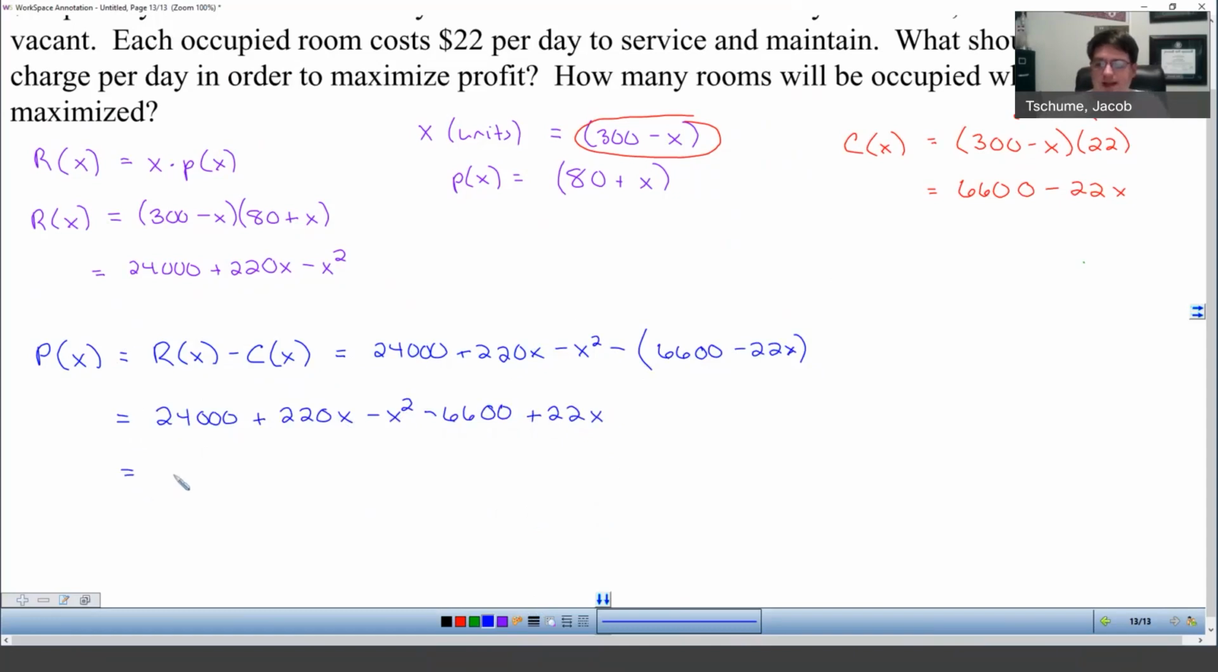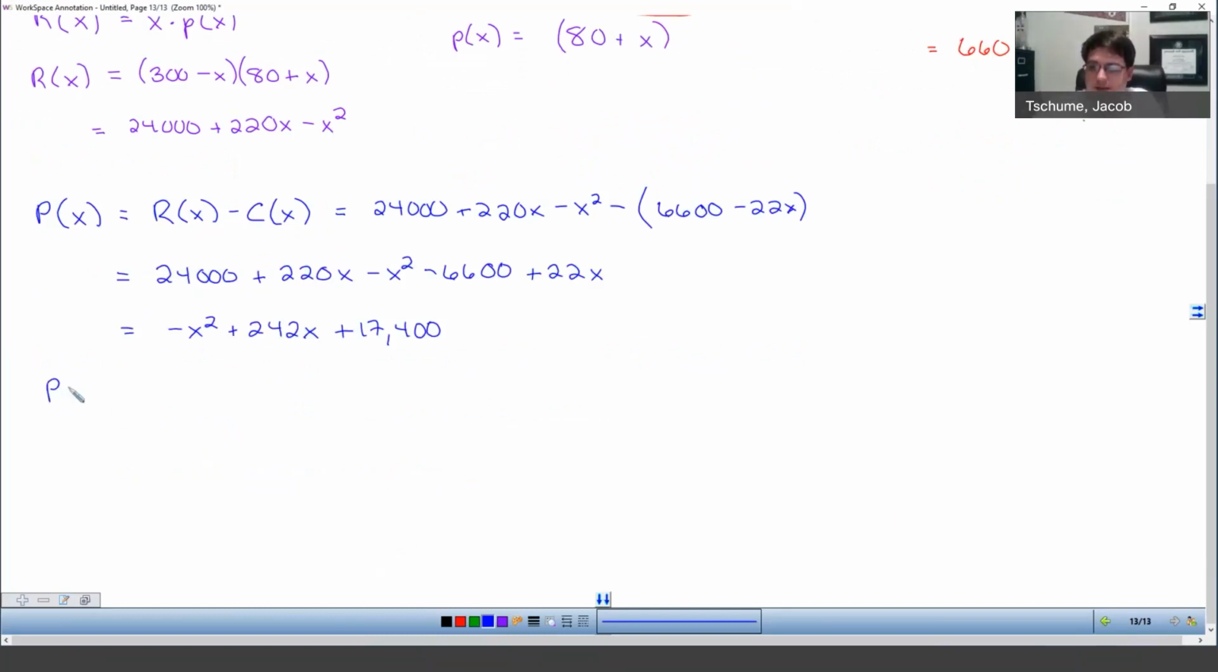And then if I put my like terms together, this is negative X squared plus 242X. And then 24,000 minus 6,600 is plus 17,400. That is my profit function. I need to maximize that function. So now I'm going to find P prime of X. This will be negative 2X plus 242 that I'm going to set equal to 0.